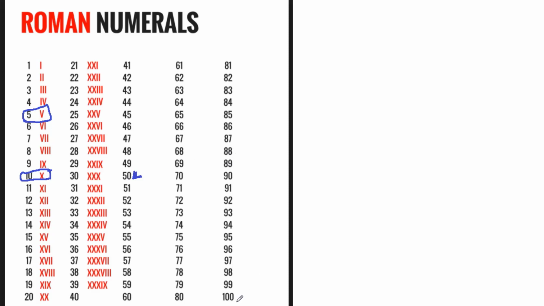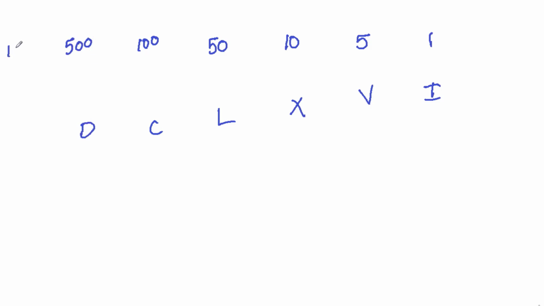Then they introduced another symbol for 100. For 100 they have introduced another symbol, C. We'll see it again. For example, for 1 we are having I, and for 5 we are having V. Then they introduced for 10, that is X. Then they introduced a symbol for 50, that is L, and for 100 that is C, and for 500 that is D, and for 1000 that is M. These are the 7 symbols Roman people introduced.